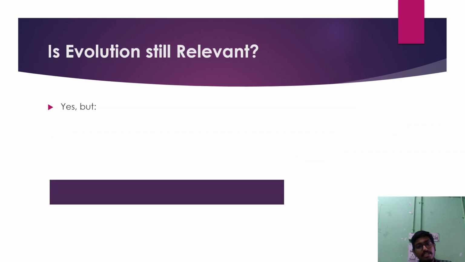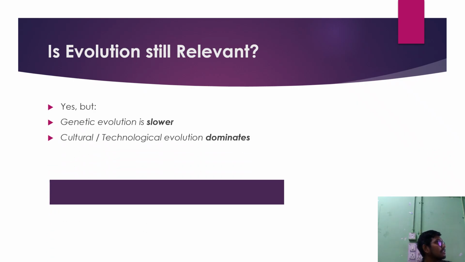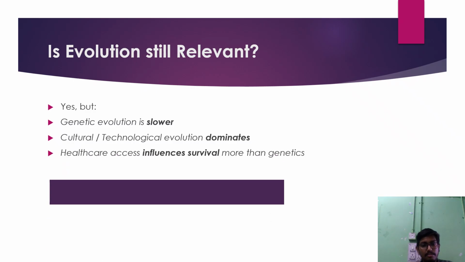Is evolution still relevant? Yes, but genetic evolution is slower. Now technological evolution is dominating, as I have mentioned in the previous slide. Healthcare access influences survival more than genetics. So modern fitness is the health system plus health policy and healthcare access. All three together, a holistic approach, is needed for life.